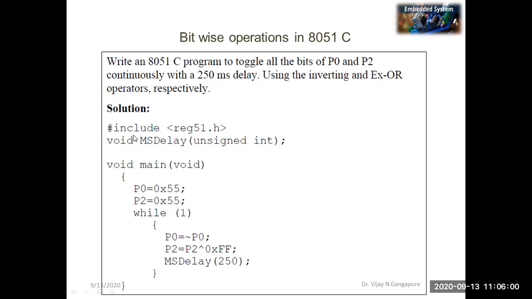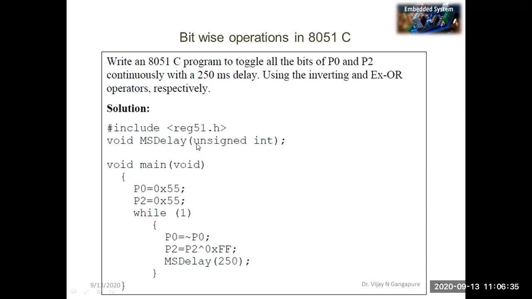So for that the program is written. So #include reg51.h, then void msdelay(unsigned int). So this msdelay is a function name. Okay, so this whole statement is a function declaration. We are declaring msdelay as a function to which we are passing unsigned int type of data, a single value. This msdelay function will generate a particular delay of the value we are passing to this function. So this is the function declaration.